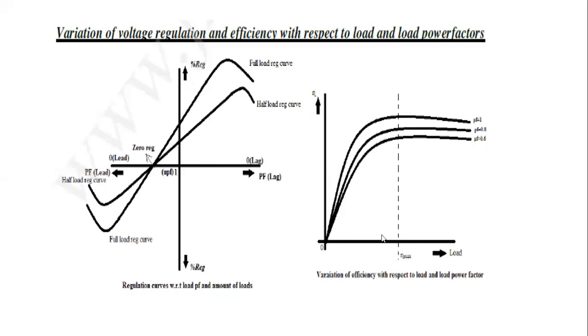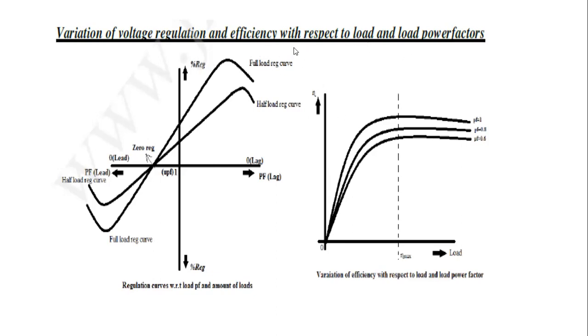And this is the graphical representation for the variation of efficiency with respect to the load. This is the load versus efficiency graph at various power factors. We observe various efficiency curves: this is the unity power factor curve, this is the 0.8 power factor curve, and this is the 0.6 power factor curve. These are the variations for the voltage regulation and the efficiency.